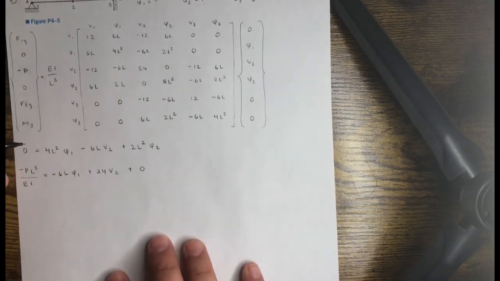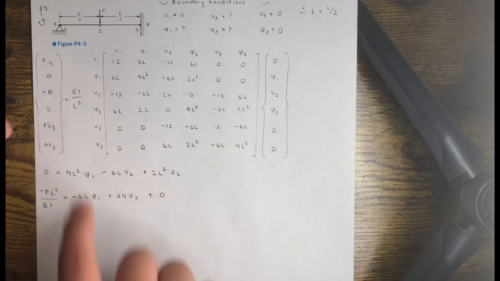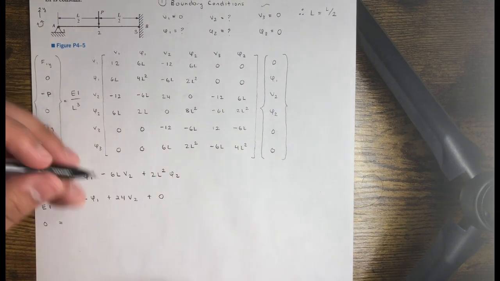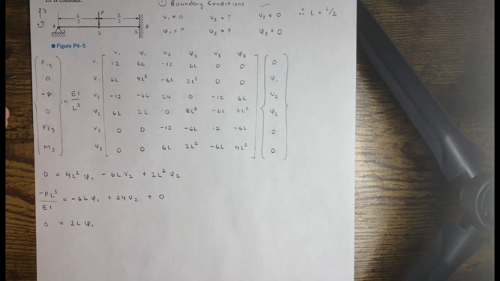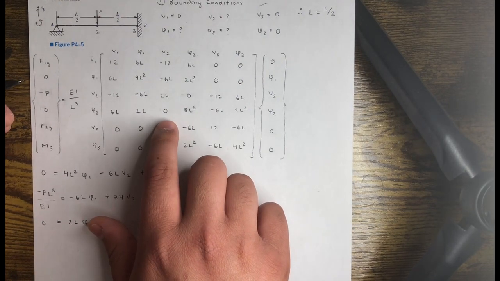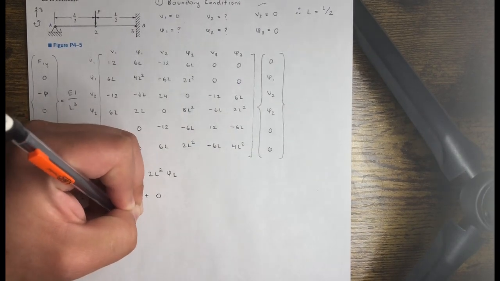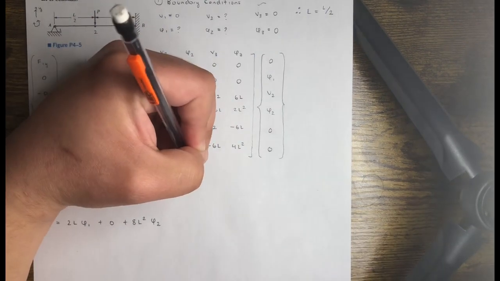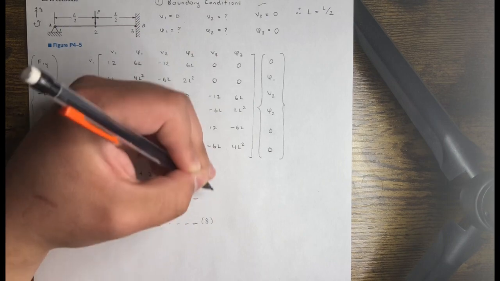Then finally, we'll do the fourth row. So 0, same thing. Divide both sides by EI over L cubed. 0 is equal to 2L phi1, plus 0 V2, plus 8L squared phi2. And there we go. We got 3 equations, 3 unknowns, so we can solve it. It's going to take a little bit of algebra.